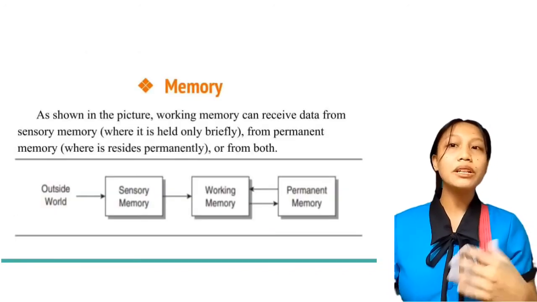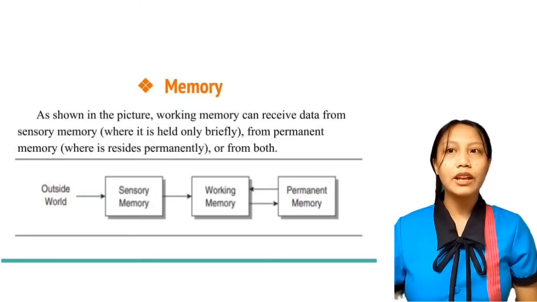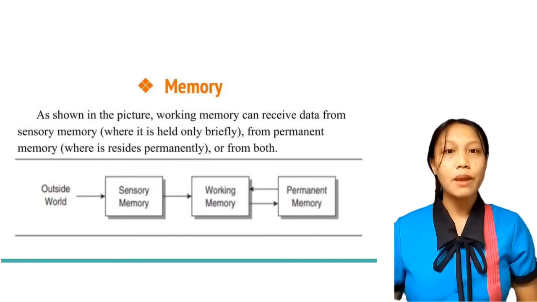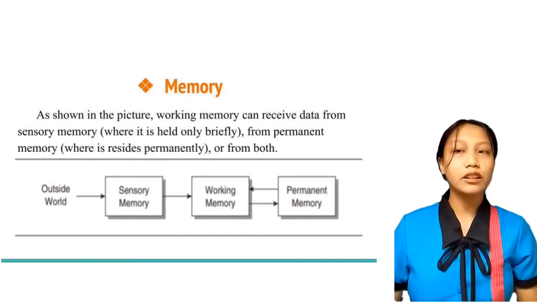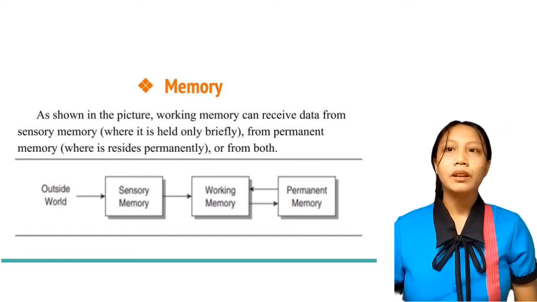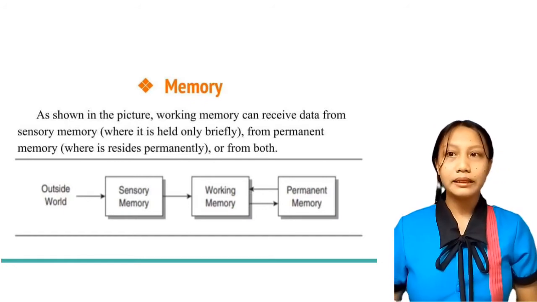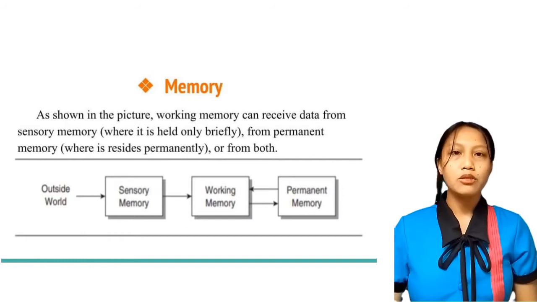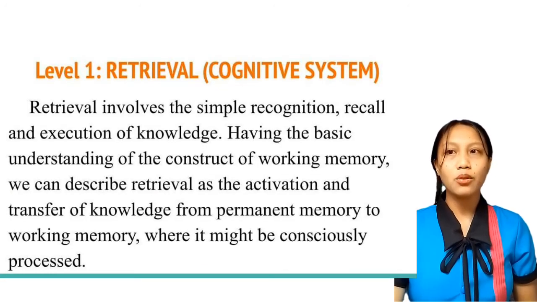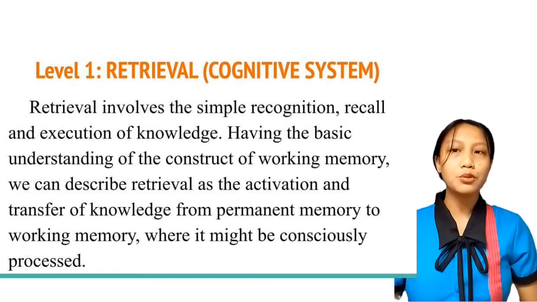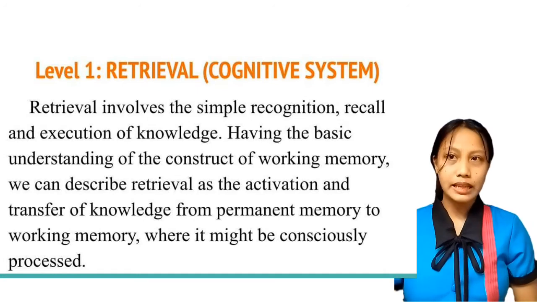Memory. As shown in the picture, working memory can receive data from sensory memory, where it is held only briefly, from permanent memory, where it resides permanently, or from both. So let's continue to level one, which is retrieval under the cognitive system.